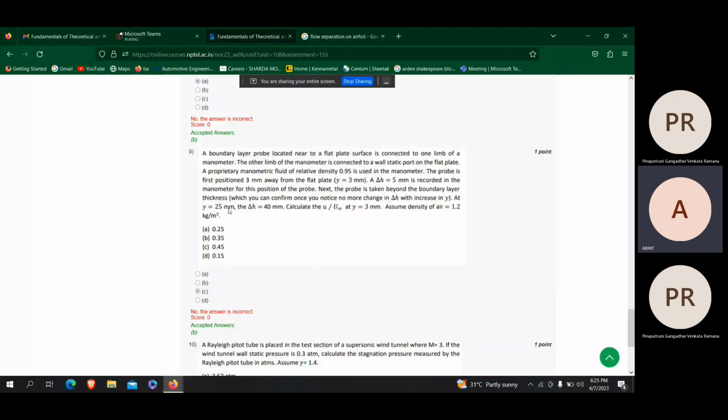As we are moving towards... Actually, sir, at y equal to 25, they have crossed the boundary layer. Yes, that is basically correct. They have gone to the potential flow region and are measuring the potential, and therefore it is giving del H equal to 40 mm.